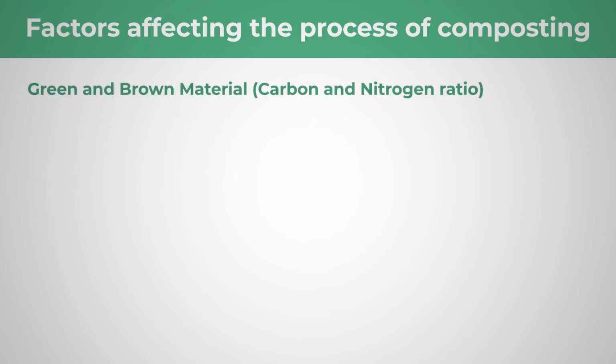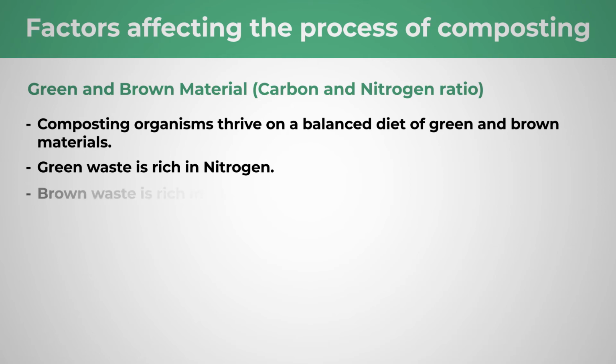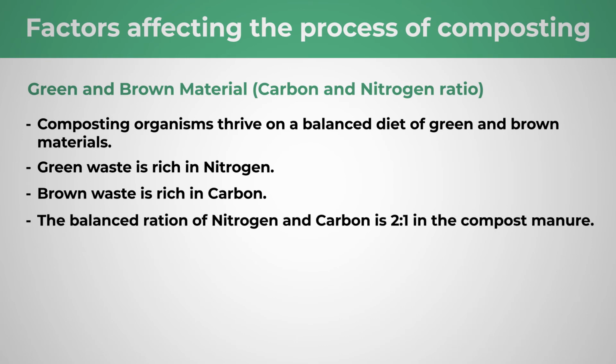Green and brown material, carbon and nitrogen ratio. Composting organisms thrive on a balanced diet of green and brown materials. Green waste such as fruit and vegetable scraps, plant and grass clippings are nitrogen rich. Brown waste such as straw, dry leaves, shredded paper, and dry soil are carbon rich. Nitrogen and carbon ratio should be balanced in the compost manure. The balanced ratio of nitrogen and carbon is 2:1 in the compost manure.